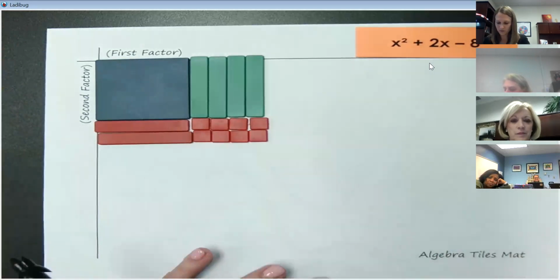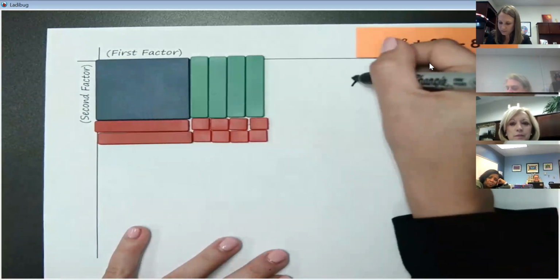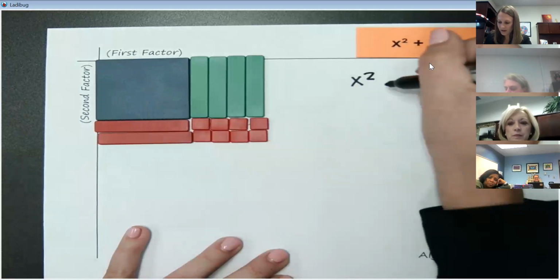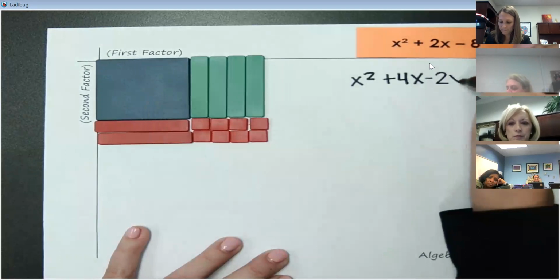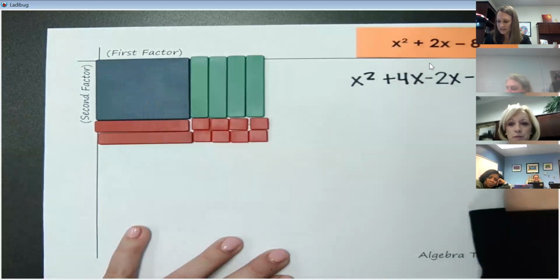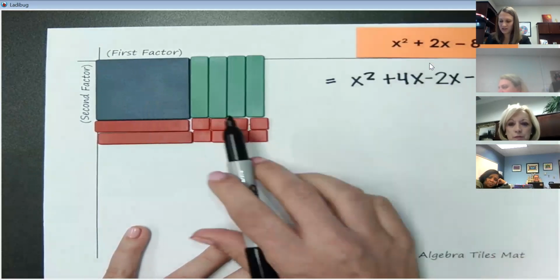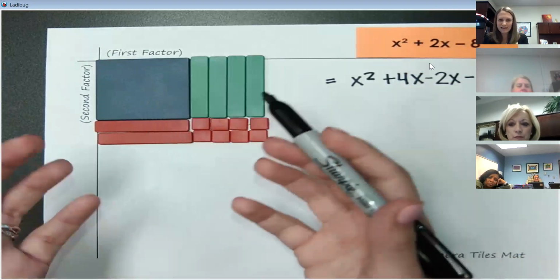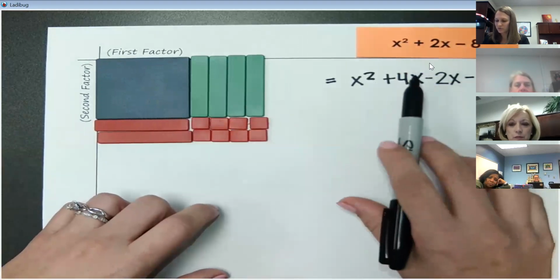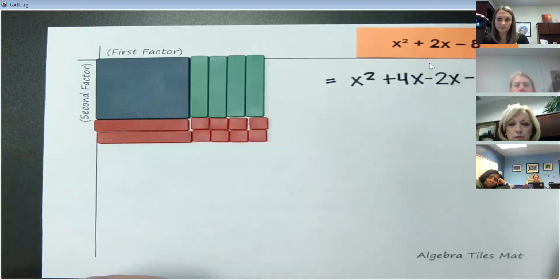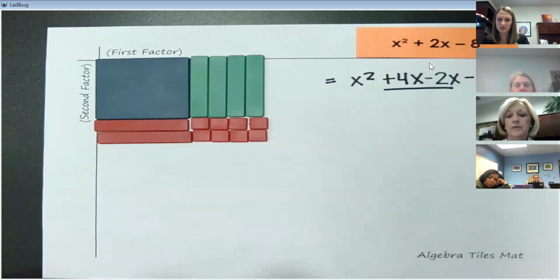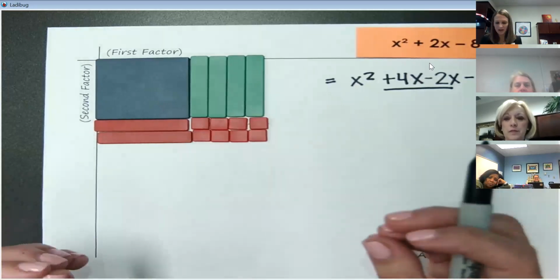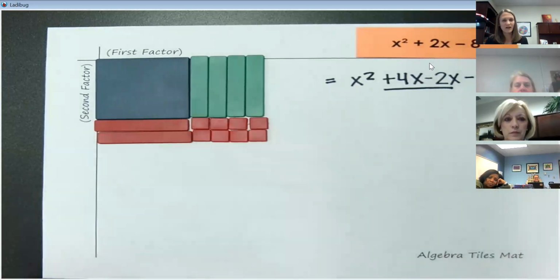But if we look at this, what do we see? We have an x squared. We have positive 4x. We have negative 2x. And we have negative 8. Did I technically change what it looks like? I guess. But did I change the actual value of this problem? No, because when I put these together, what do they equal? Positive 2x. So by adding the 0 pairs, it's helping me to find my factors.